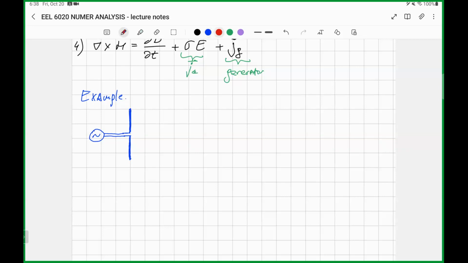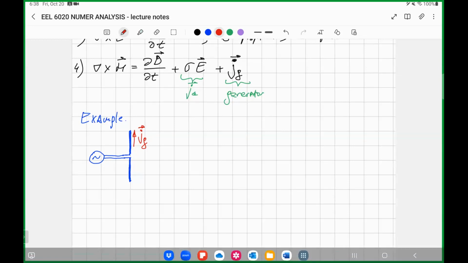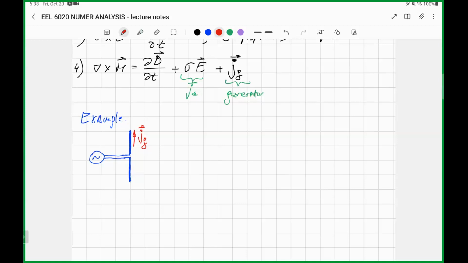So these currents over the dipole antenna are denoted by J_G, this current density of the generator. And typically it's fixed. This type of current is defined by the properties of the generator. Okay, so if this current oscillates in time, this oscillation of the current, of course, creates electromagnetic fields.